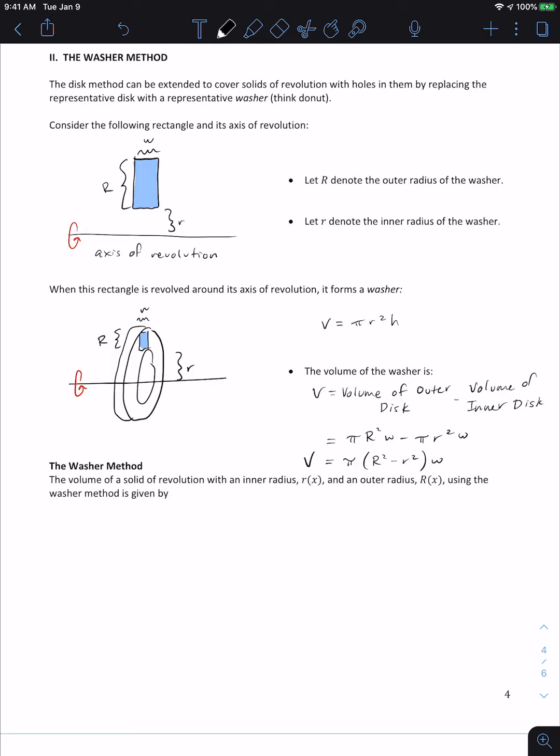So my volume formula ends up being pi times the integral from a to b of the big radius function squared minus the little radius function squared dx. Because if I were going to take finitely many of these, I'd add up a bunch of these donuts that have this volume, and when I start to add them up, the summation becomes the integral, and the w, or the width, becomes the dx.